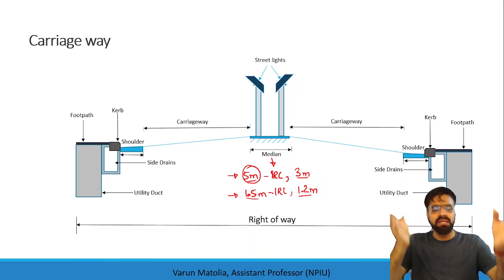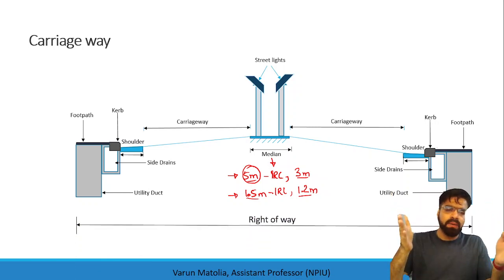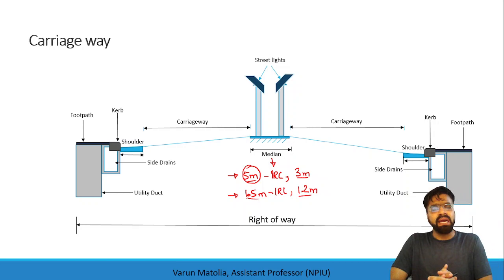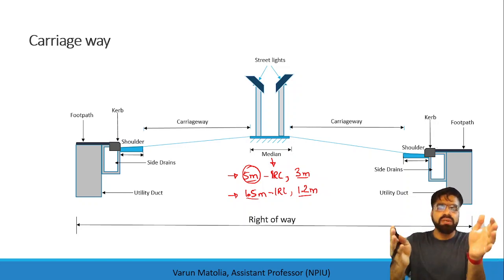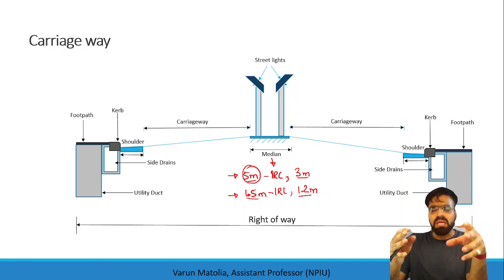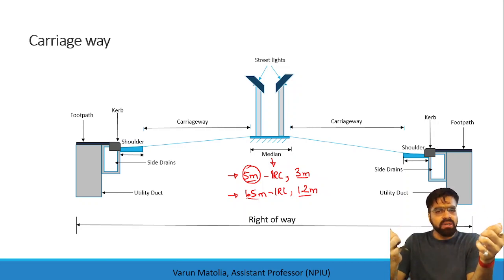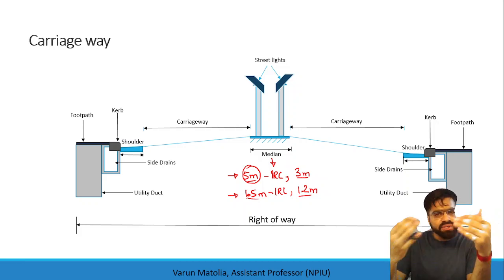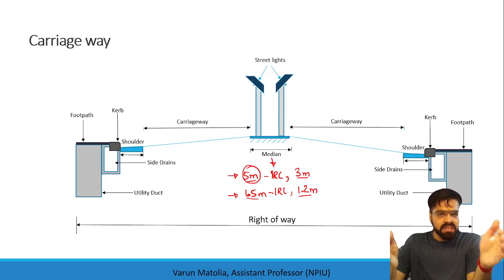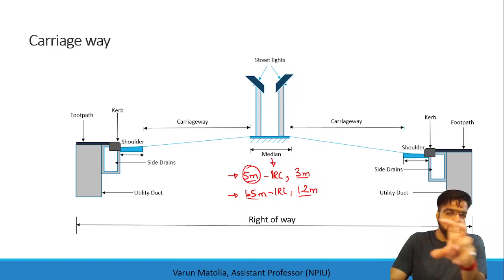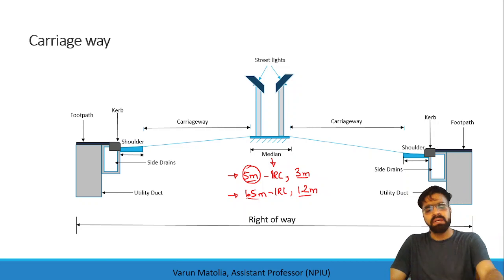So the complete footpath to footpath space is known as right of way. Right of way is the space which should be taken up by the government in order to make these facilities. The right of way should be decided initially while acquiring the land, because this much space is required for making all these arrangements.